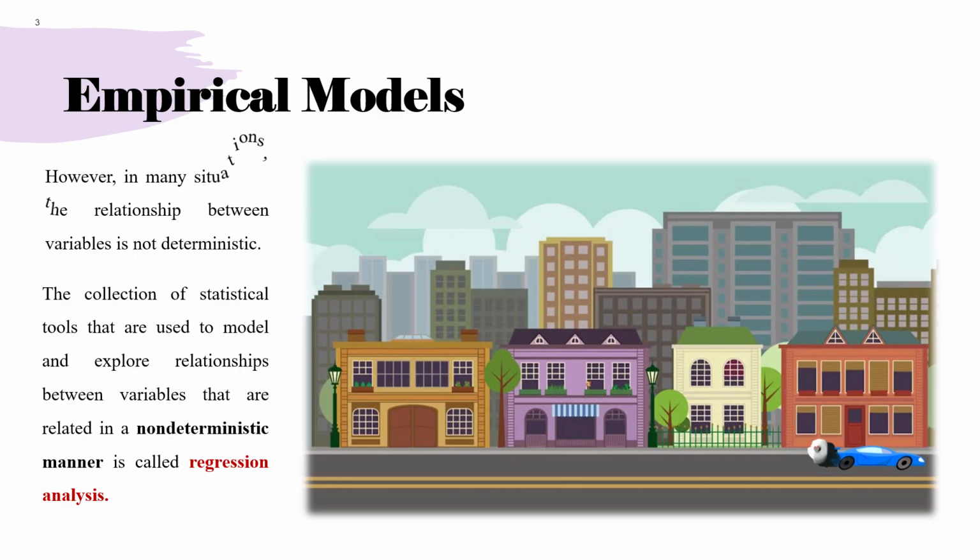However, in many situations, the relationship between variables is not deterministic. The collection of statistical tools that are used to model and explore relationships between variables that are related in a non-deterministic manner is called regression analysis. Because problems of this type occur so frequently in many branches of engineering and science, regression analysis is one of the most widely used statistical tools.